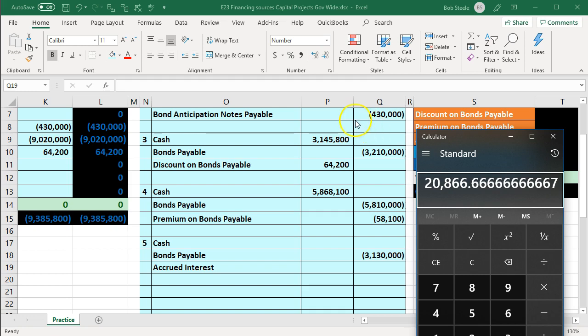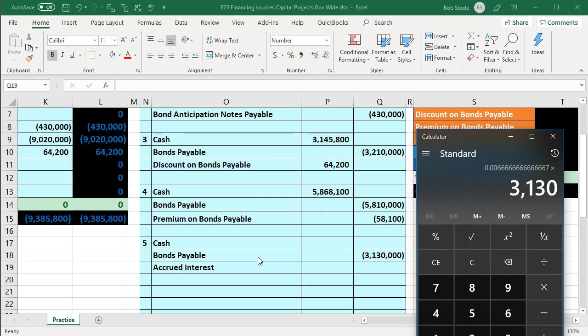Some people would break out the interest by saying 0.04 is the interest, divided by 12. That's going to be the monthly interest rate, times 2. There's the interest rate for the time period we're talking about, 2 months, and then multiply that times the 3,130,000, and that's going to give us our same number.